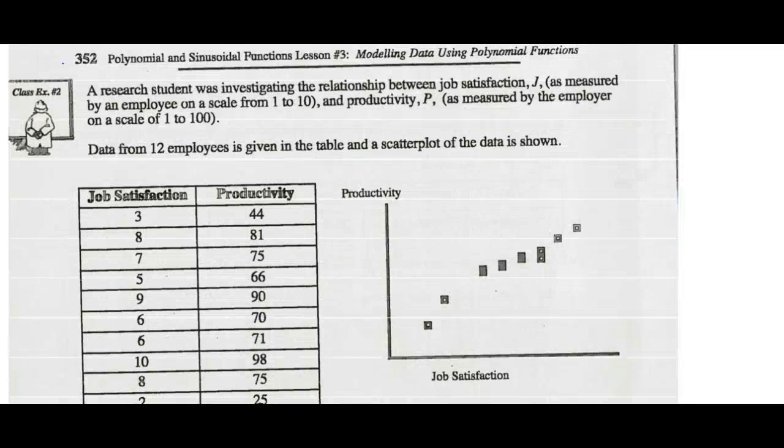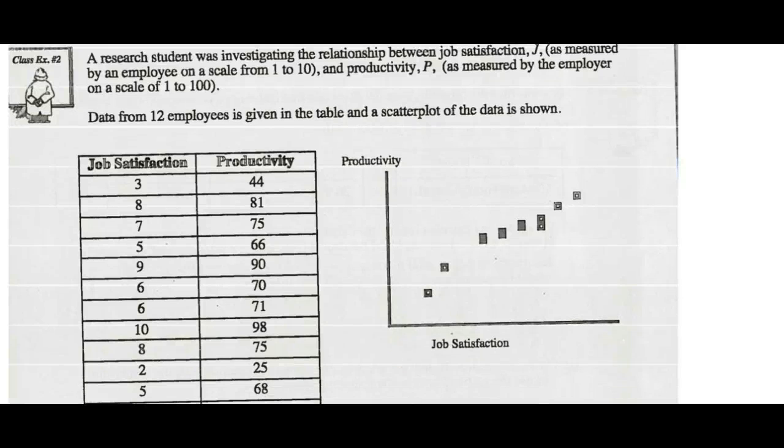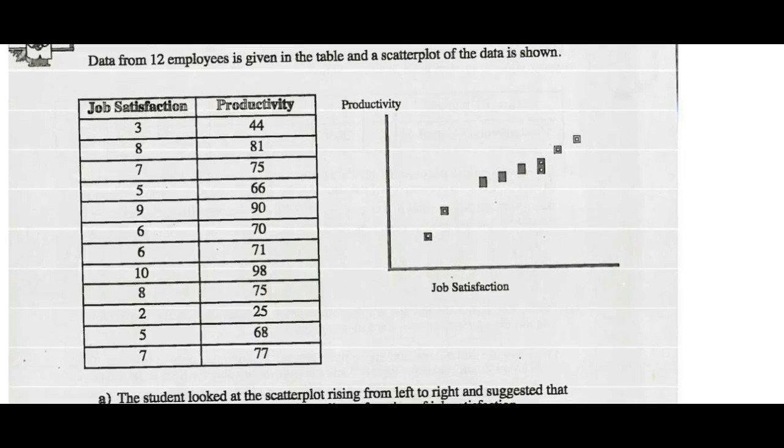Let's have a look at example 2. A research student was investigating the relation between job satisfaction J, as measured by an employee on a scale from 1 to 10, that's our x-axis, and productivity P, as measured by the employer on a scale of 1 to 100. So they give us this chart down the left, data from 12 employees, and a scatter plot from that is drawn.